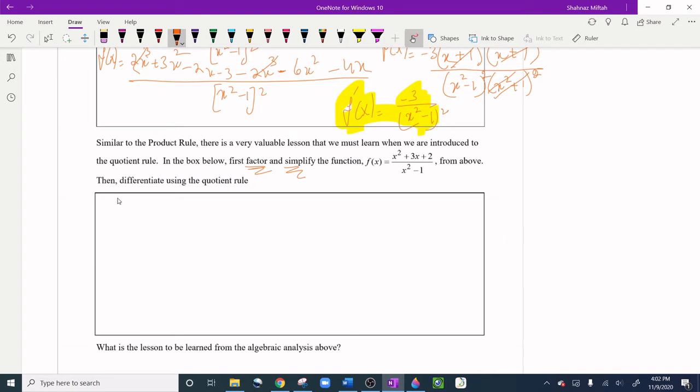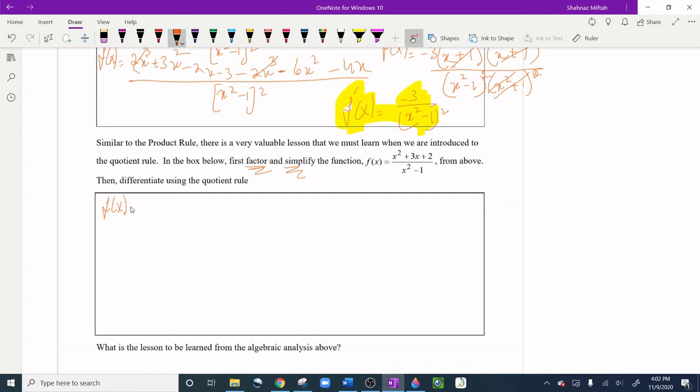This should be something that you always do. You see the question, if you can simplify or factor or do something with it to make it simpler, do the simplification first and then apply any product rule or quotient rule or power rule, whatever the rules are, so you can apply it. Let's do this.